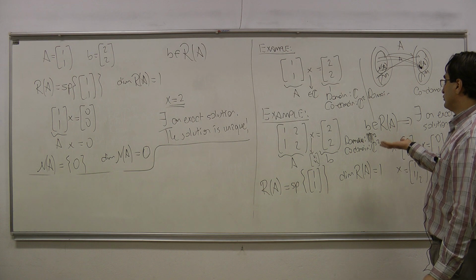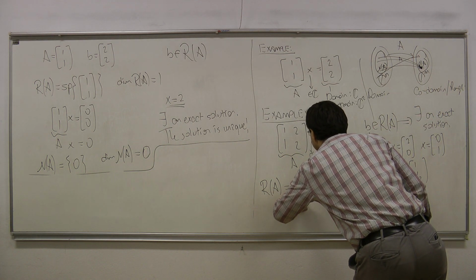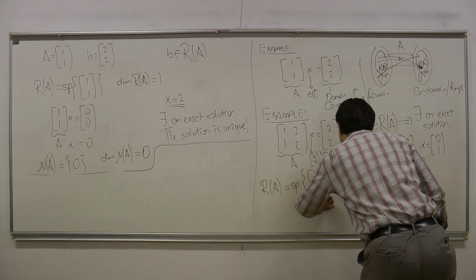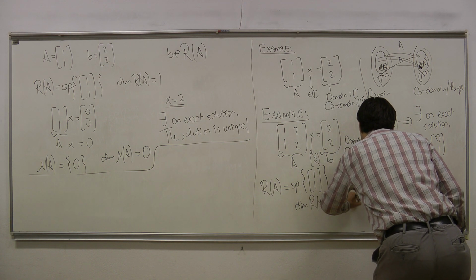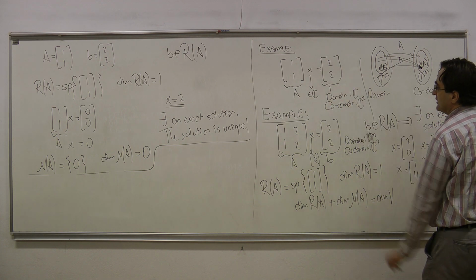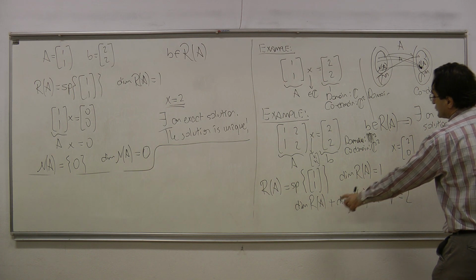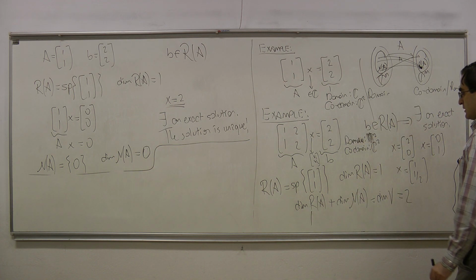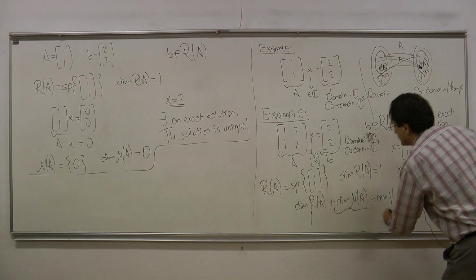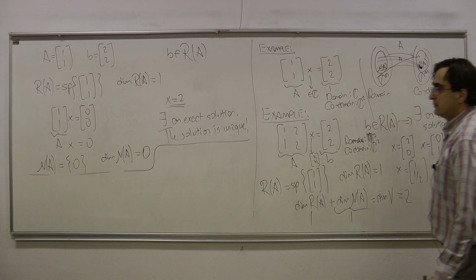So what is the dimension of the domain? It is 2 here, and dimension of range space of A plus dimension of null space of A should be the dimension of the domain, or the number of columns of the matrix, which is 2 here. Okay? Dimension of the range space is 1. As a result, dimension of the null space of this matrix should be 1 as well. All right?